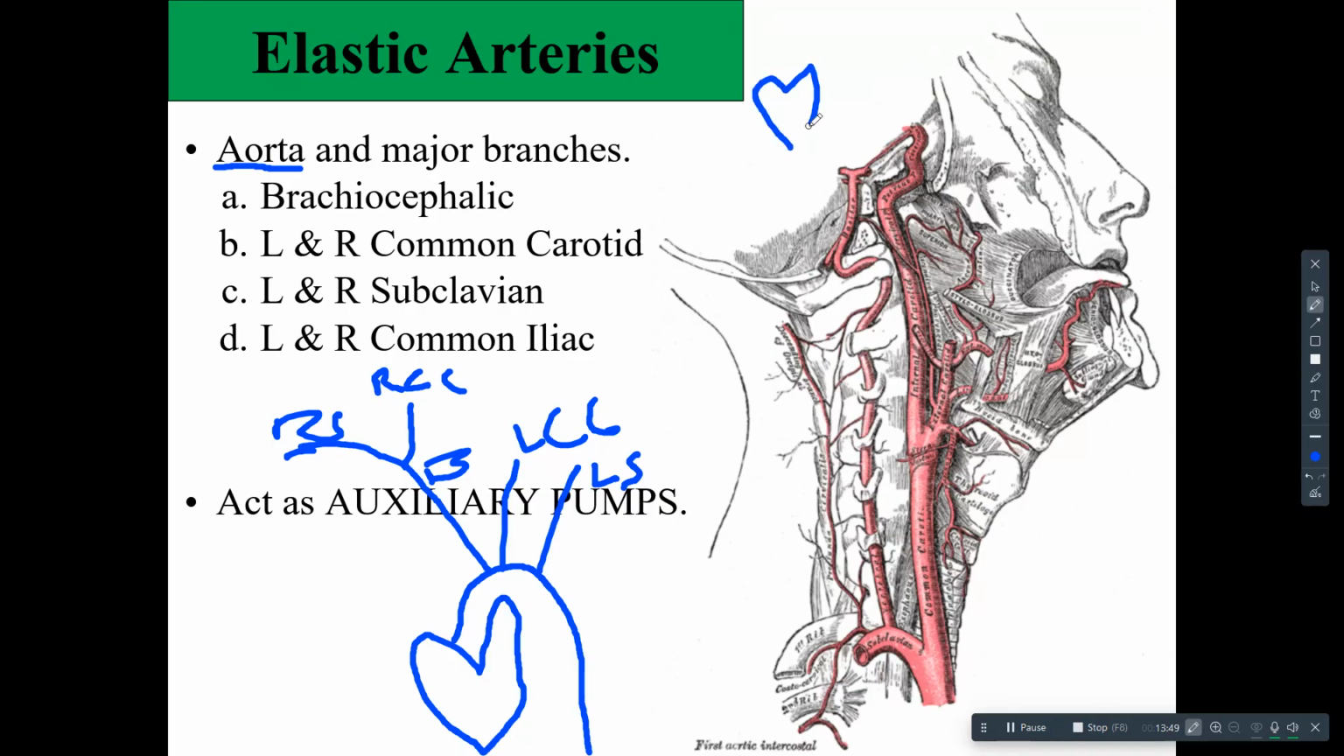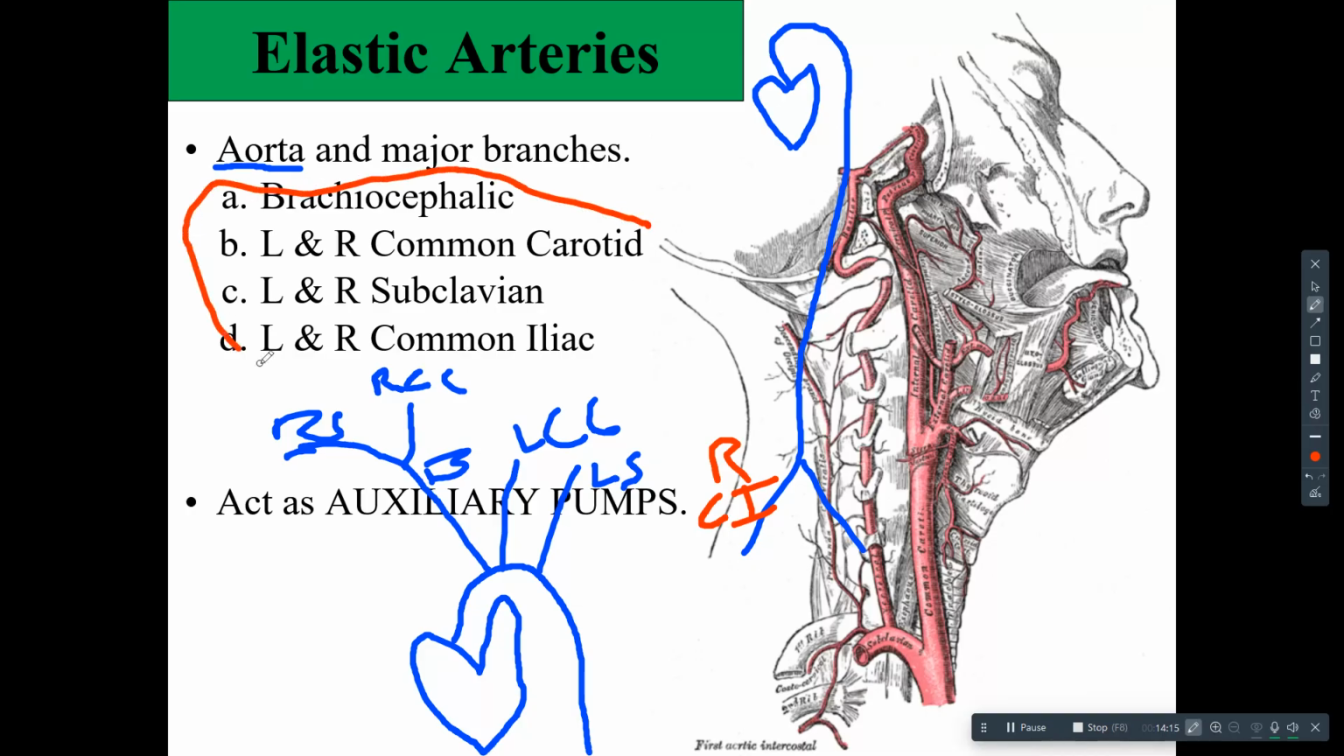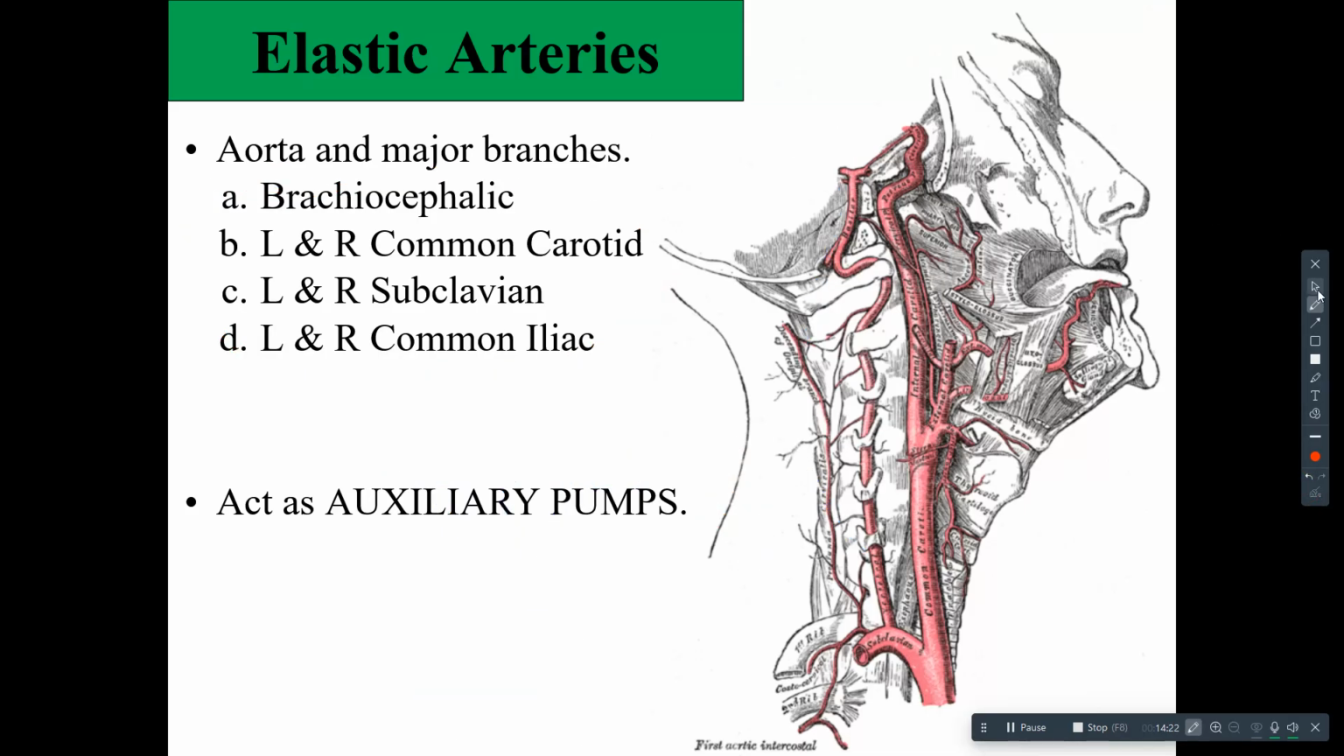If we were to follow that aorta down, so ascending aorta, arch of the aorta, and then we follow it down, in the belly button region, the aorta splits, and the two that result from the split are known as the common iliac arteries. That would be a right common iliac artery down there. So those major branches are elastic arteries, plus my aorta itself is an elastic artery.